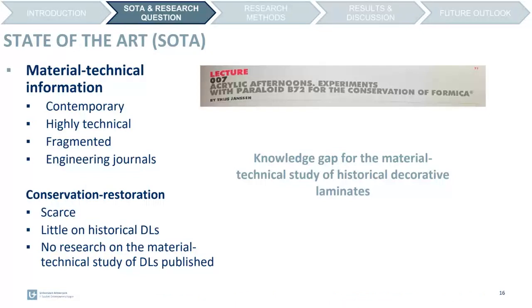So what do we find today? Until today, the information is often contemporary, highly technical, very fragmented, and often found in engineering journals. For the conservator, there is only little information available on historic decorative laminates, and only a few have published on the conservation of this material. Nevertheless, degraded objects are found, and treatment methods have not yet been fully investigated.